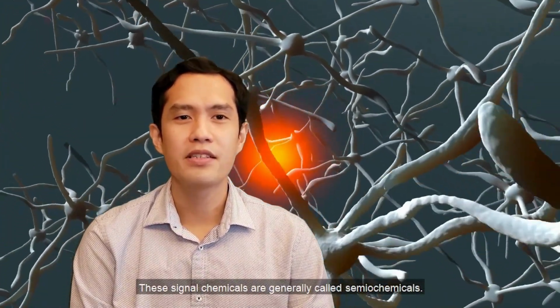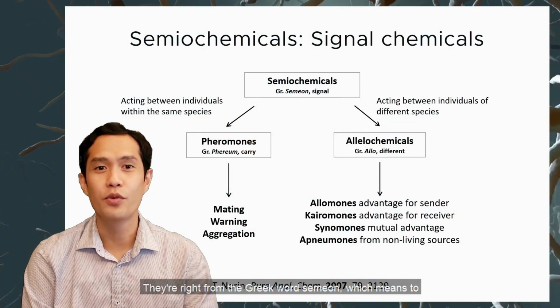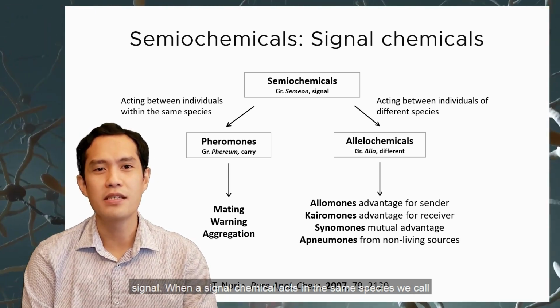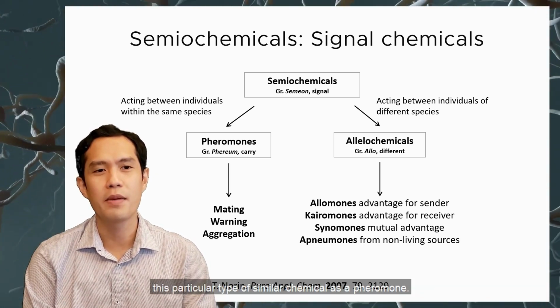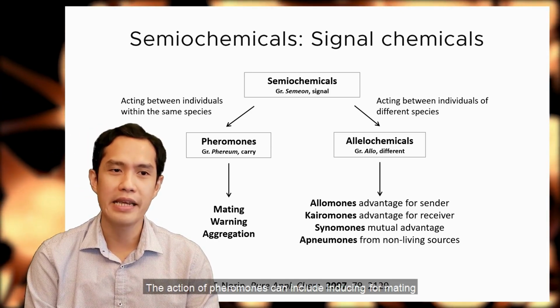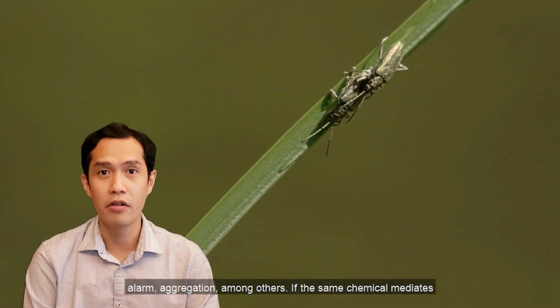These signal chemicals are generally called semiochemicals, derived from the Greek word semeion, which means to signal. When a signal chemical acts on the same species, we call this particular type of semiochemical a pheromone. The action of pheromones can include inducing for mating, alarm, aggregation, among others.